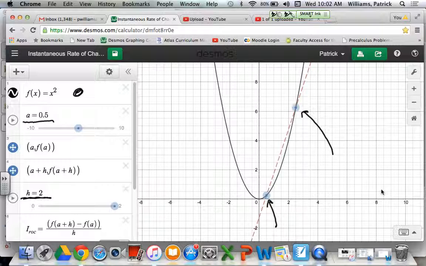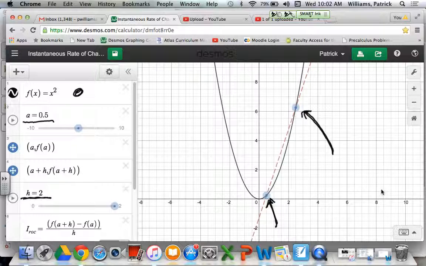Okay, so if you look at this red dashed line right here, if I ask you what you think that red dashed line represents as this figure stands right now, what you should tell me is that the slope of that red line is the average rate of change between this point, a comma f of a, and this point, a plus h comma f of a plus h. That's what the slope of that line represents. We're not interested in average rate of change. What we want is instantaneous rate of change.